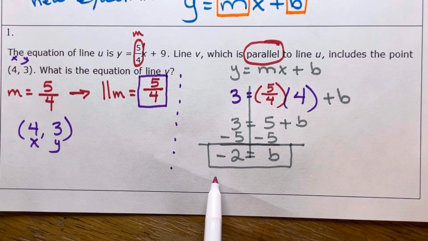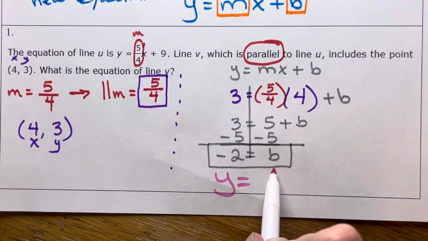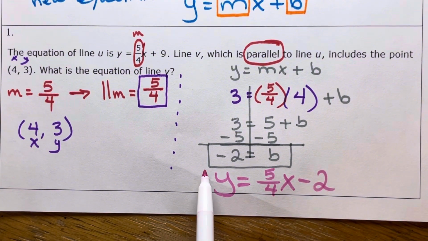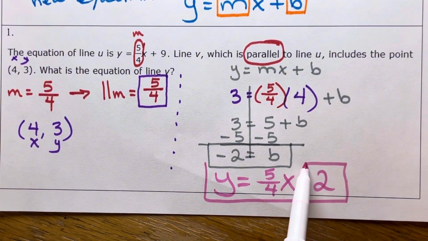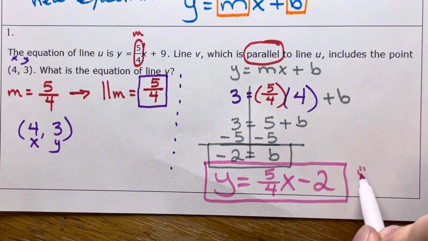Our equation in slope-intercept form will be y equals the slope that we needed of 5/4 times x minus 2, the y-intercept that we found as this line passes through our given coordinate point. And there you go.